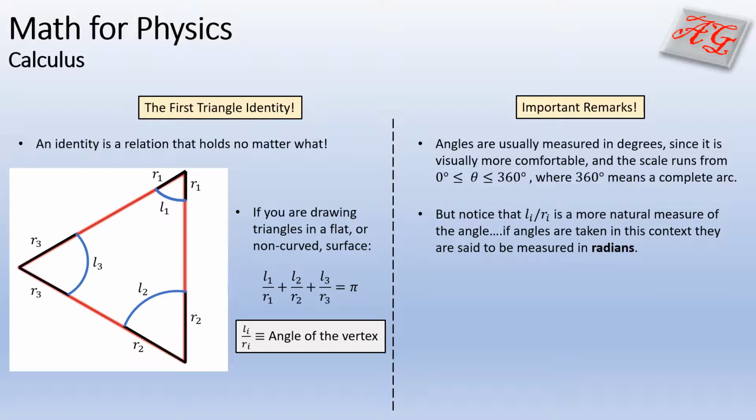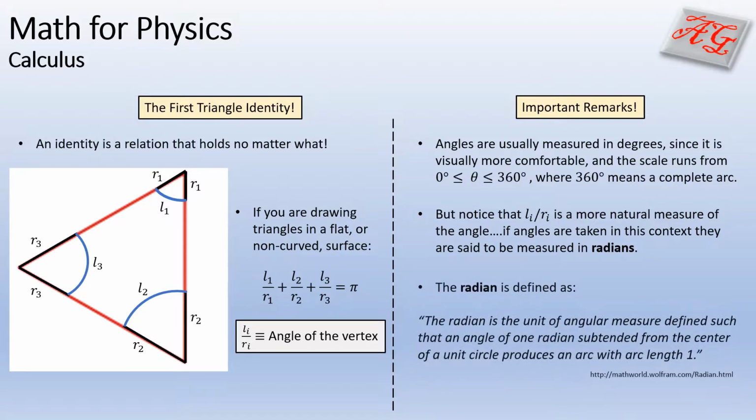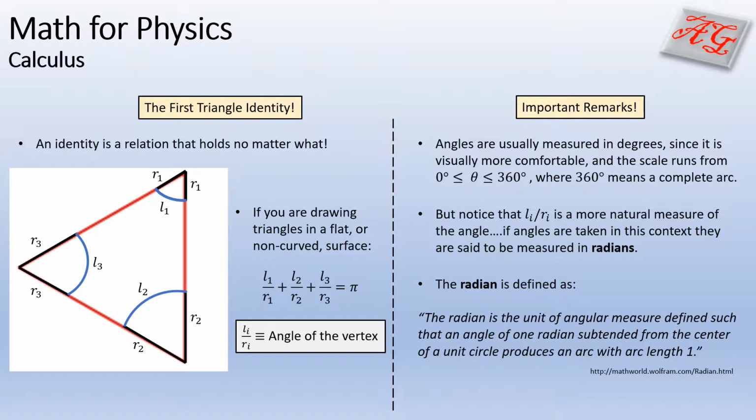Notice though that L divided by r is a more natural way to measure the angle. These more natural units are called radians. And according to MathWorld, the radian is defined as the unit of angular measurement defined such that an angle of 1 radian subtended from the center of a unit circle produces an arc with arc length 1. The range of the angle in radians is from 0 to 2 pi, where 0 represents the absence of an arc and 2 pi is a full circle or complete arc.